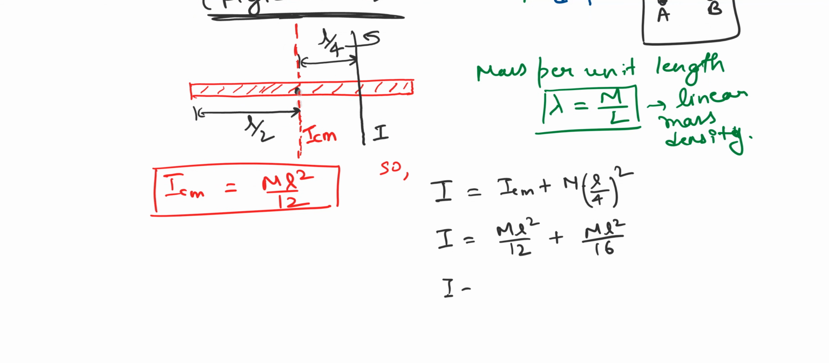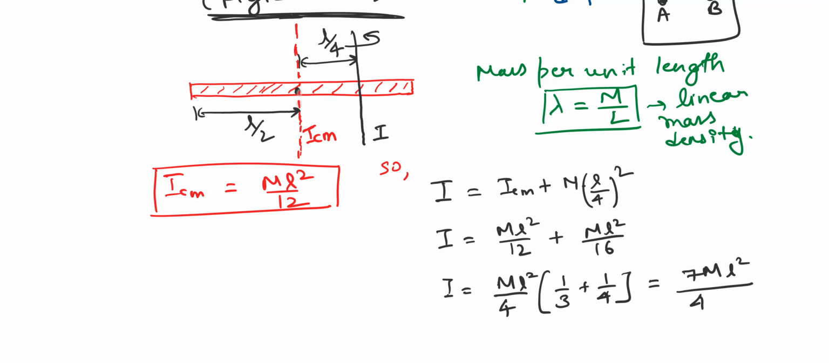Let's take the LCM from here. So you'll have ml square by 4 common. You'll have 1 by 3 over here plus 1 by 4, which would give you 4 plus 3, 7, divided by 12. 12 into 4 is 48. Okay, so this is your I. Your I is 7 ml square by 48.